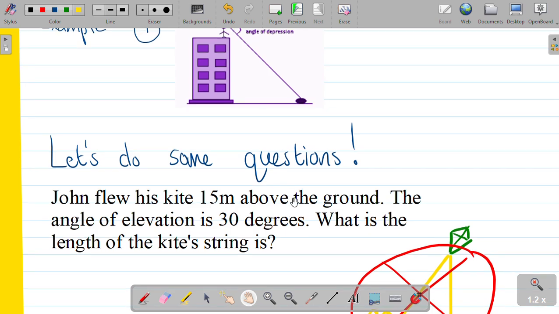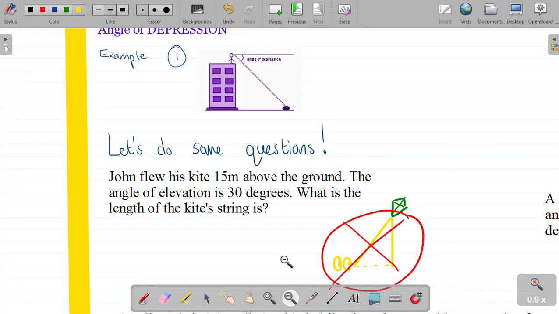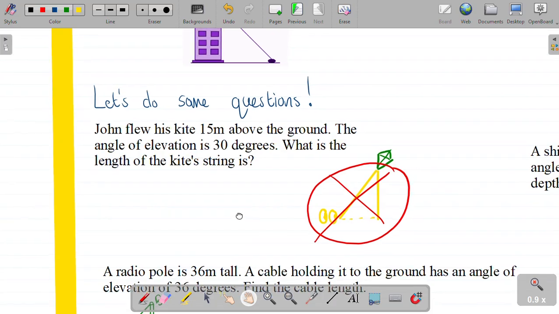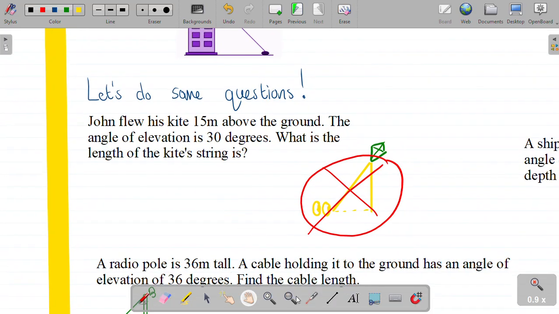Now let's do some questions. I'm just going to zoom out a little bit here. So let's have a go. Let's read together. John flew his kite 15 meters above the ground. The angle of elevation is 30 degrees. What is the length of the kite's string?